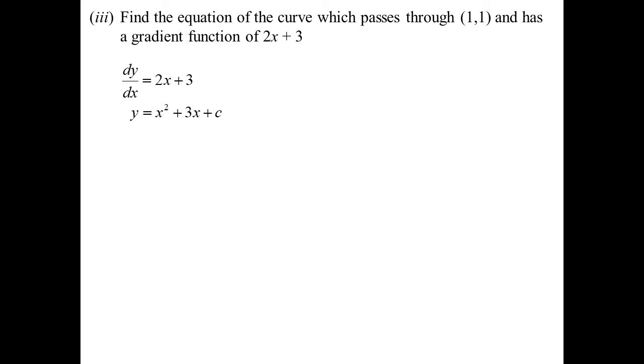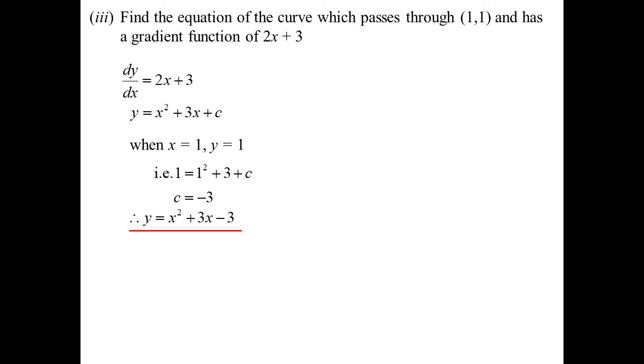But now I can use that extra piece of information they gave me. I know it passes through the point 1, 1. So if when x equals 1, y equals 1, I can substitute that in and actually work out what that constant was. And in this case, it's negative 3. So we get x squared plus 3x minus 3.